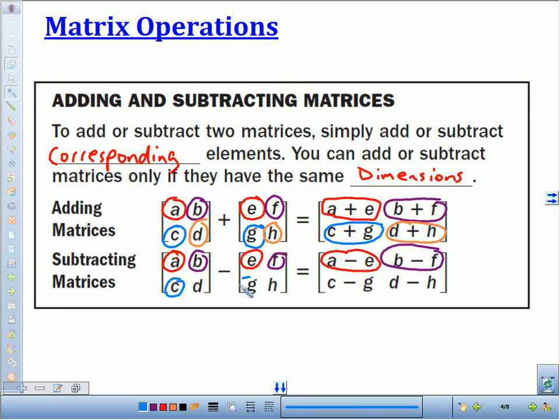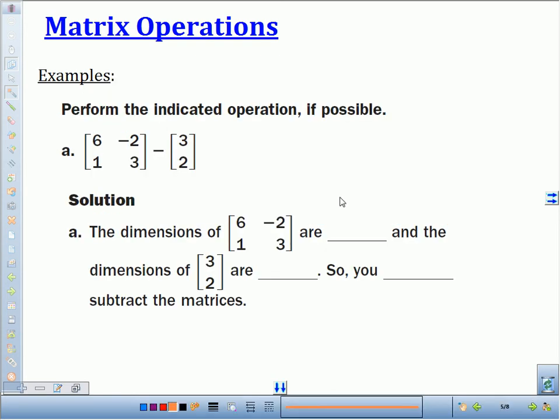C and G, C minus G. And D and H, D minus H. So all of the corresponding elements go together, either added or subtracted. Alright, so let's give this a shot.